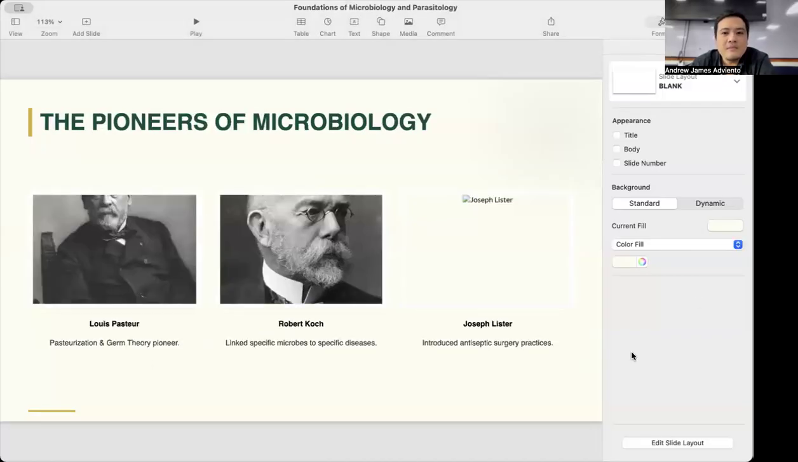Several scientists played crucial roles in developing microbiology. The first is Louis Pasteur. He introduced germ theory and pasteurization. Robert Koch identified specific disease-causing bacteria and developed Koch's postulates. And then we also have Joseph Lister, who applied microbiology to surgery through antiseptic practices.